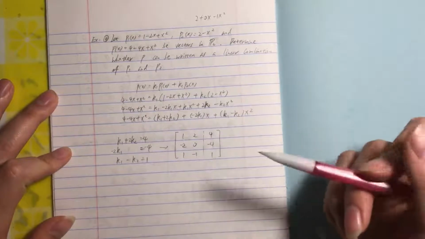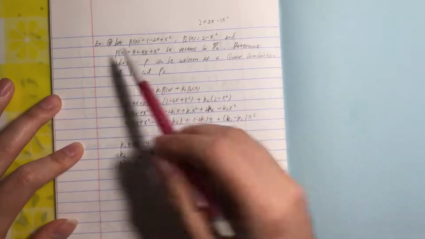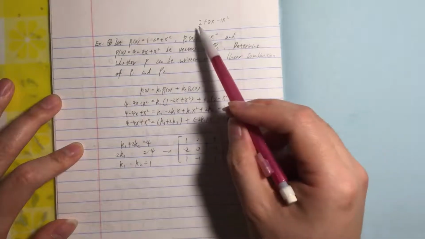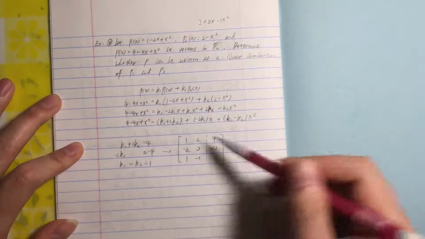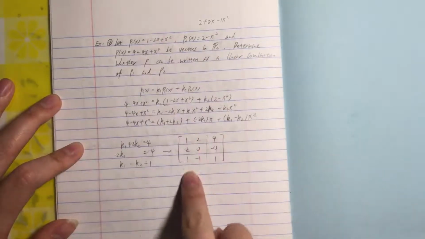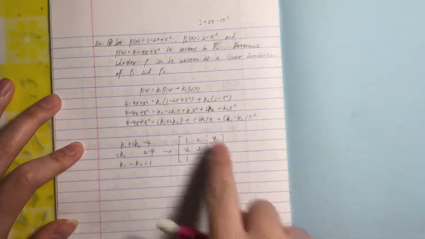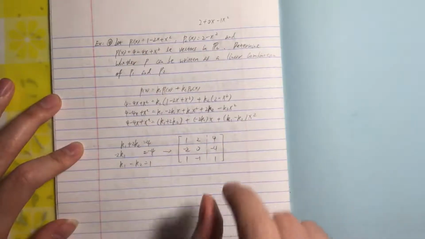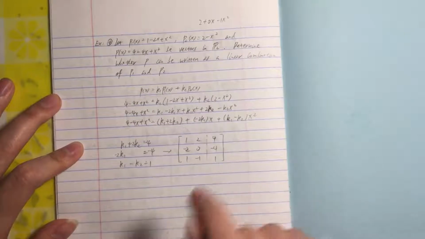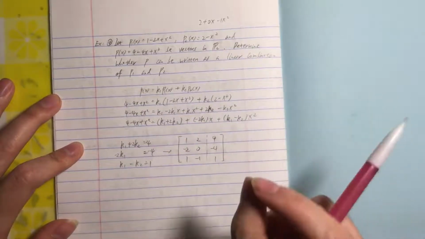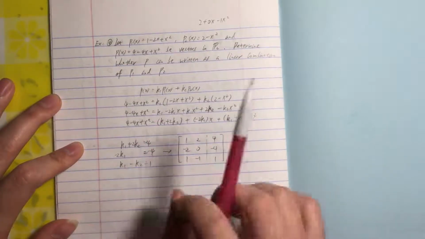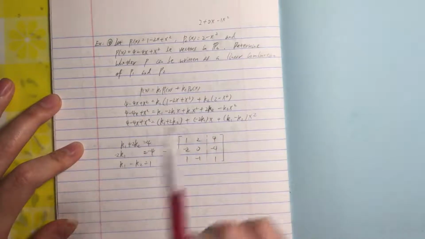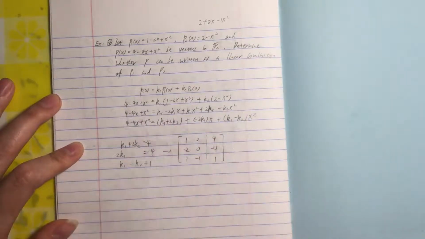So, as a shortcut, we can put the coefficients of P1 in the first column, coefficients of P2 in the second column, and coefficients of P in the last column. That's a quick way to set out a matrix. Then, solve the matrix for k1 and k2. If there are solutions for k1 and k2, that means P of x can be written as a linear combination of P1 and P2. But if there are no solutions for k1 and k2, that means P of x cannot be written as a linear combination of P1 and P2.